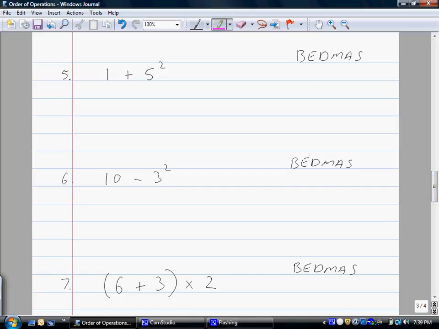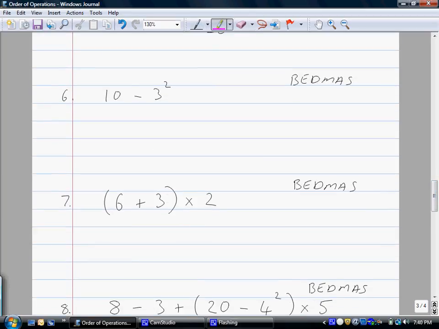Okay, now in this example I have an exponent. I have an addition and an exponent. So brackets, no brackets yet. Exponent. So I have to do this first. Exponents always come before division, multiplication, addition, subtraction. So the first thing I'm going to do is 5 squared. That means 5 times 5. I still write 1 plus 5 times 5 is 25. Now there's only one operation, so I do that. Equals 26.